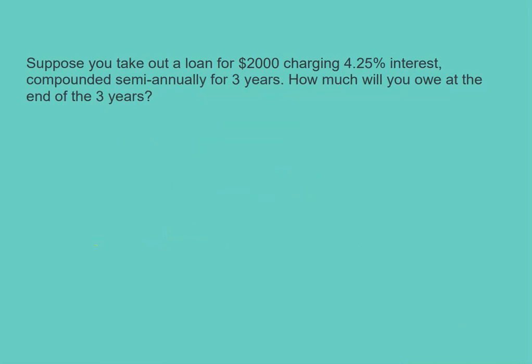I'm going to do one more example for you. Suppose you take out a loan for $2,000 charging 4.25% interest, compounded semi-annually for 3 years. How much will you owe at the end of 3 years? So once again, we're going to use the compound interest formula. A = P(1 + r/n)^(nt).